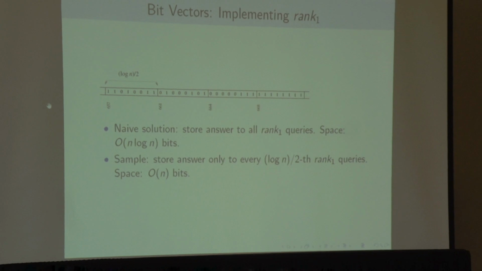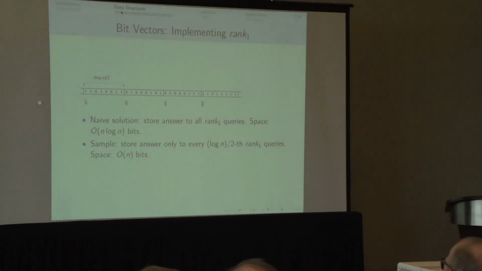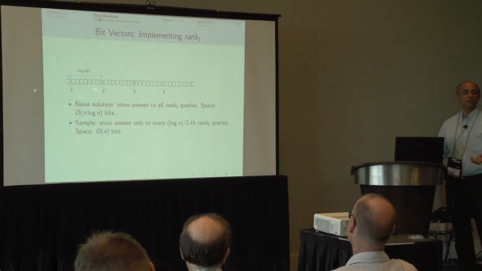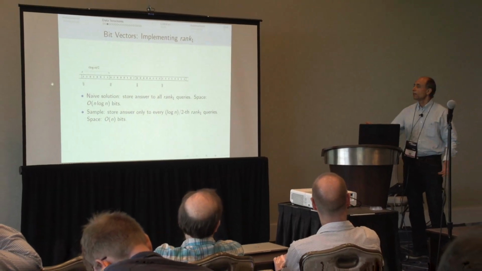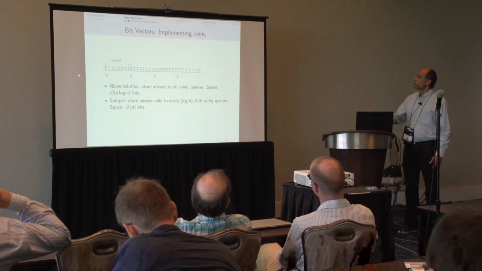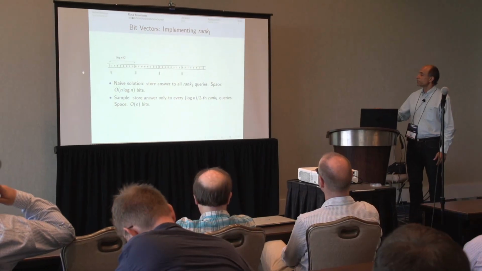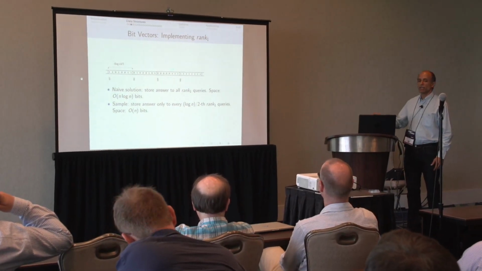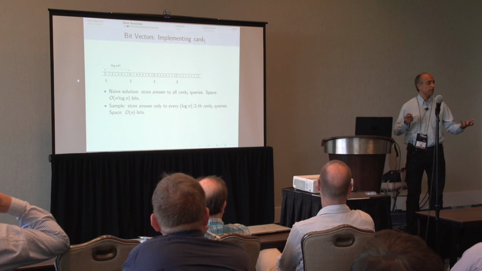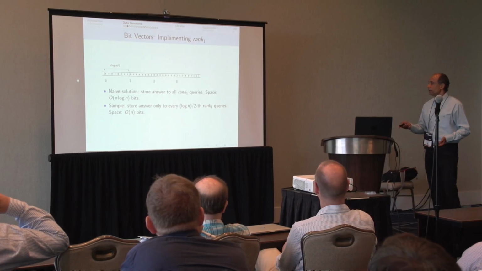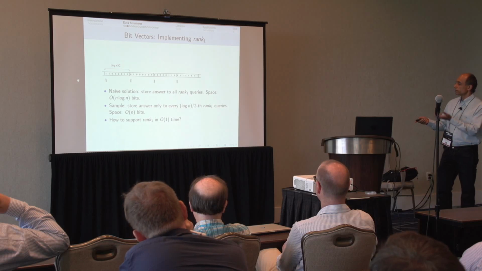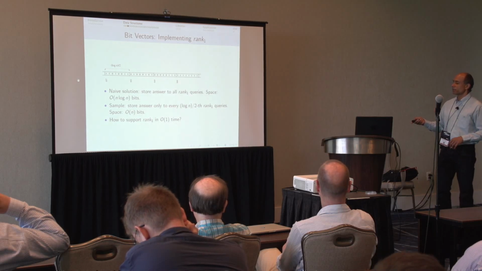Okay, so there is a cost, of course. If I ask you for a rank query, and the rank query falls right on one of these sampled values, life is great, you have the answer. But what happens if it falls in the middle over here? Well, you've got these bits to look through. Are you going to scan through them? If you scan through them one by one, that makes your query time log n, which is not very nice. So the question is, how do you support rank in constant time?